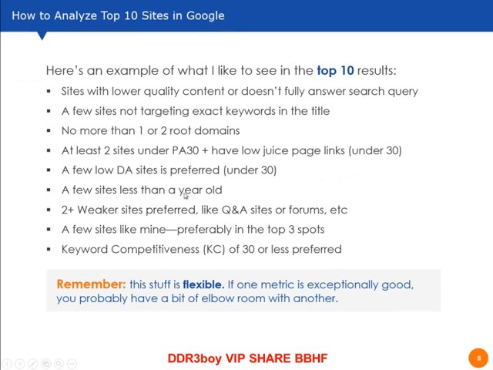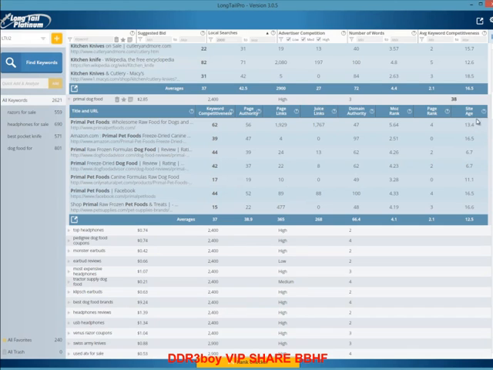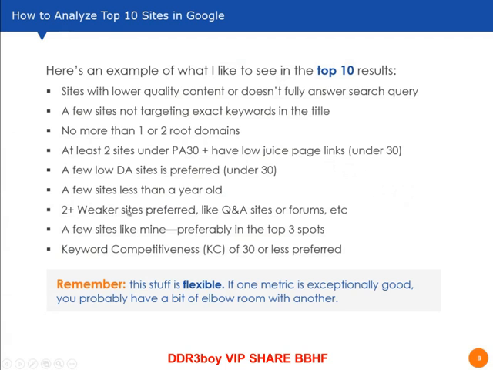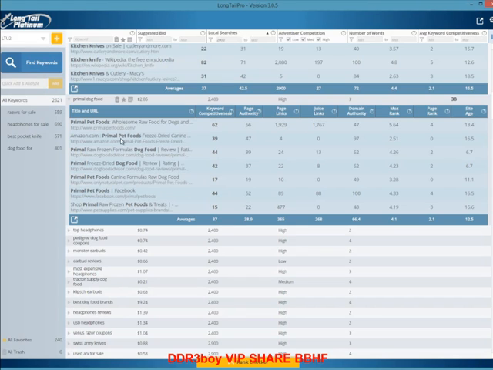A few sites less than a year old. I don't see a single site under a year old. That's a bad sign. 2 weaker sites preferred, like question and answer sites or forums. I don't believe that any of these are, there is a Facebook page here, which is kind of interesting, but it has a lot of juice links, high page authority. It's not your standard weaker type of site. I'm not seeing that.